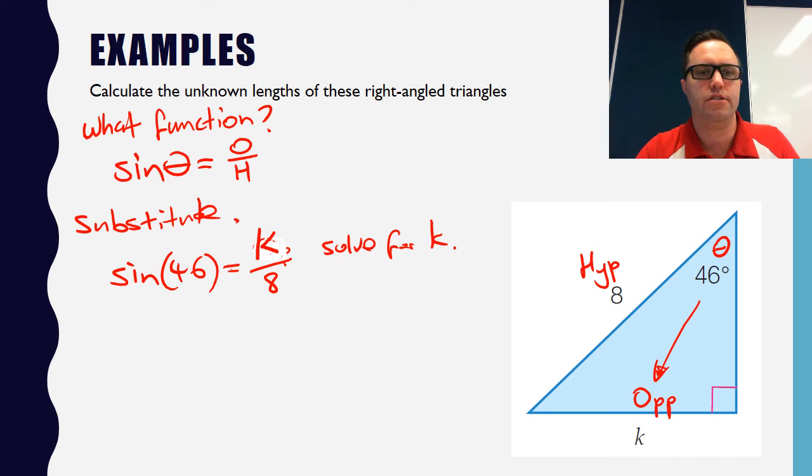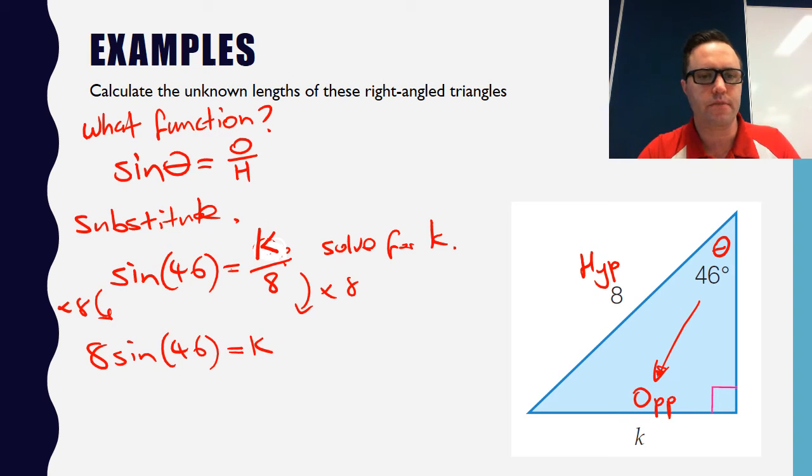Alright, and so to do that, we're going to multiply both sides by 8, and we have 8 sine 46 is equal to k. Alright, so chuck that in your calculator. You can just chuck it in straight like this. You've got a sine button that opens the brackets for you and everything, and you'll find therefore that k is equal to 5.75.